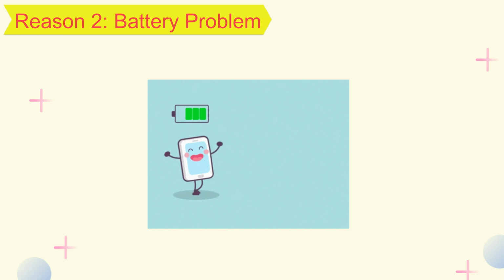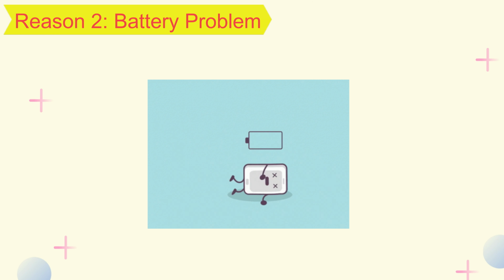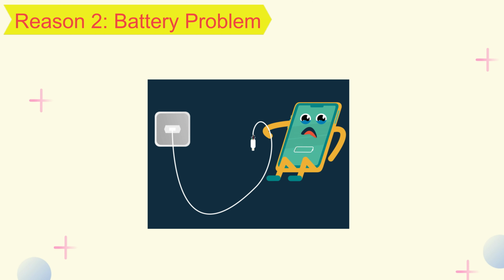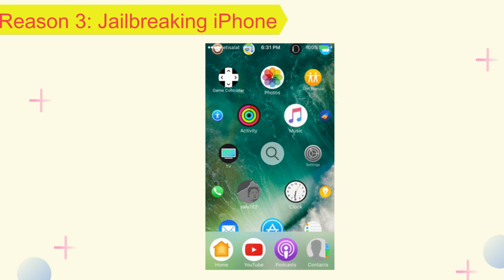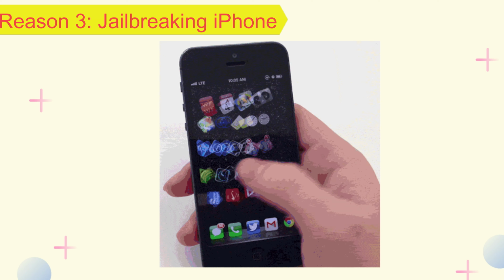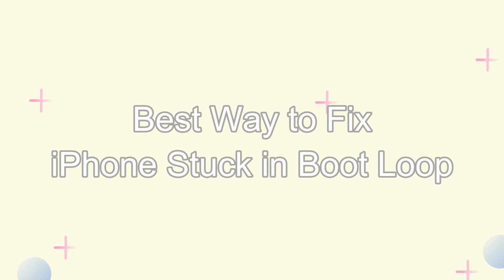Second, the battery connector can malfunction sometimes, especially on the old devices. That means your device is not getting enough power, which causes the boot loop. Third, if not done jailbreak perfectly, your iPhone can break down and may not be able to perform even the simplest tasks. Then, I will introduce 7 solutions for you to fix this error.